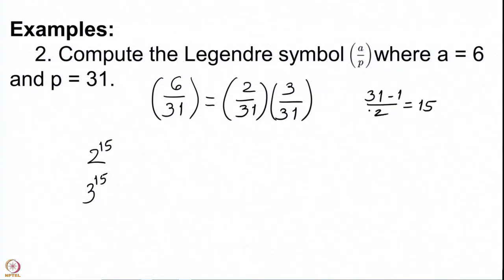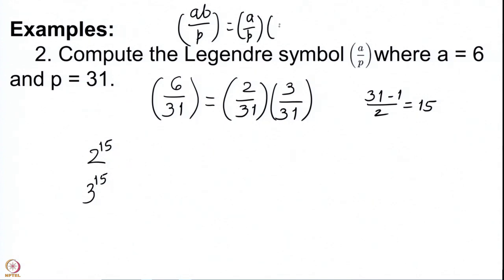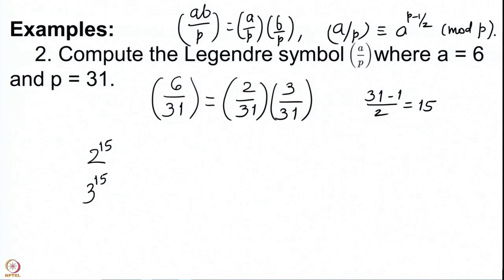The two results that we are going to use here are the following: AB by P is A by P into B by P, and A by P is congruent to A to the power P minus 1 by 2 modulo P. So if we do the computations, we are going to simply have to compute the 15th power of each A. We will need to compute 2 power 15 and then 3 power 15. Let us begin with the computation of 2 power 15.